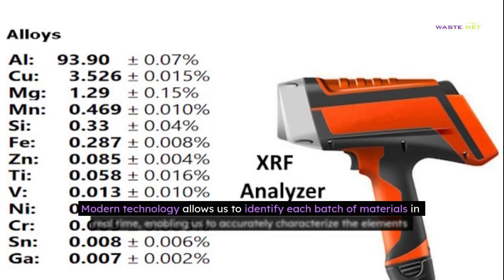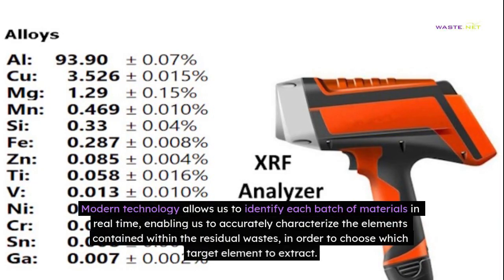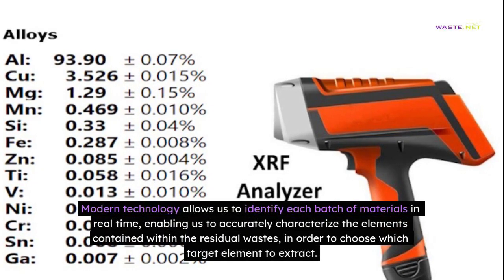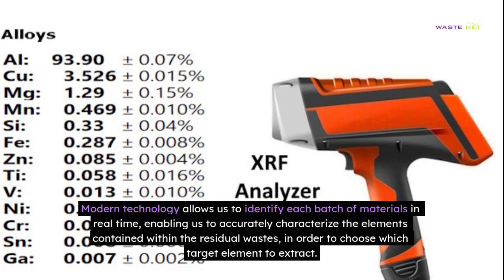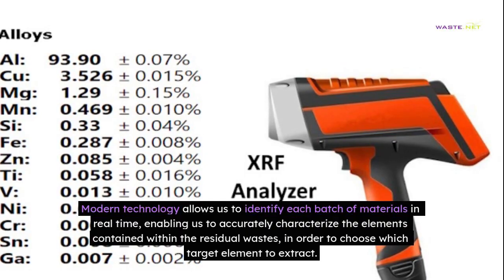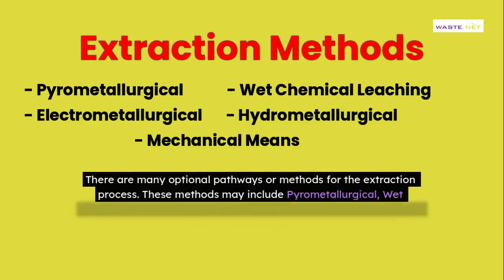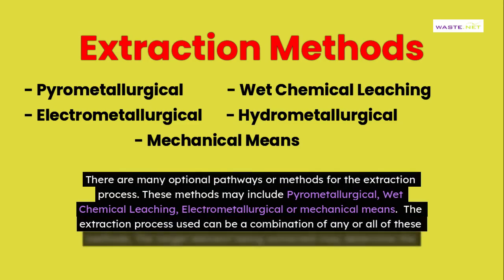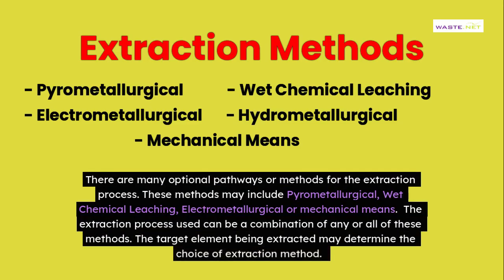Modern technology allows us to identify each batch of materials in real time, enabling us to accurately characterize the elements contained within the residual wastes, in order to choose which target element to extract. There are many optional pathways or methods for the extraction process. These methods may include pyrometallurgical, wet chemical leaching, electrometallurgical or mechanical means. The extraction process used can be a combination of any or all of these methods. The target element being extracted may determine the choice of extraction method.